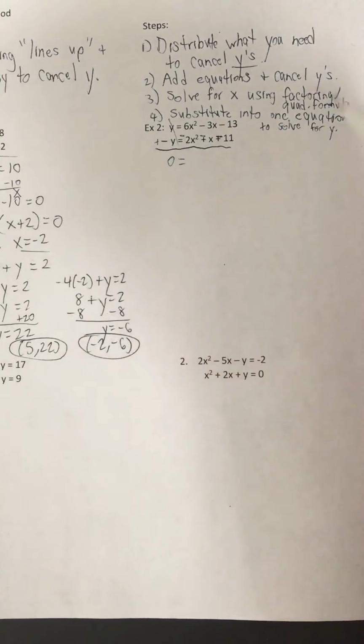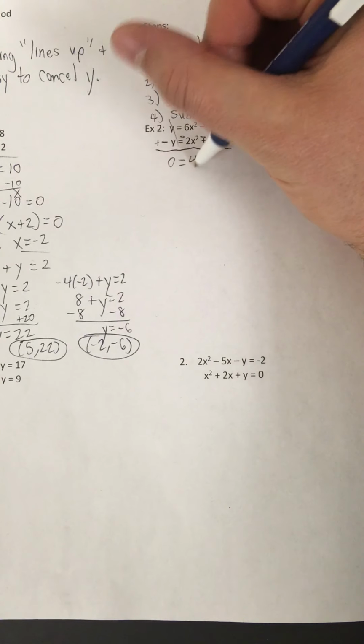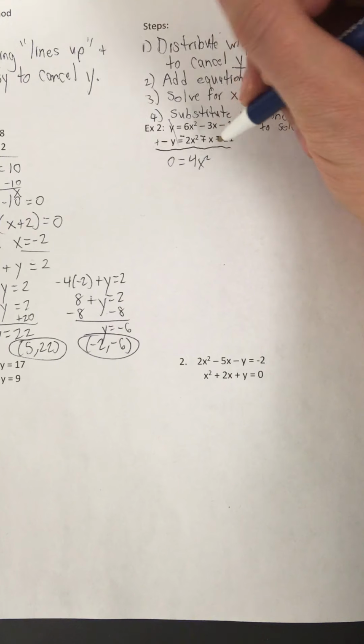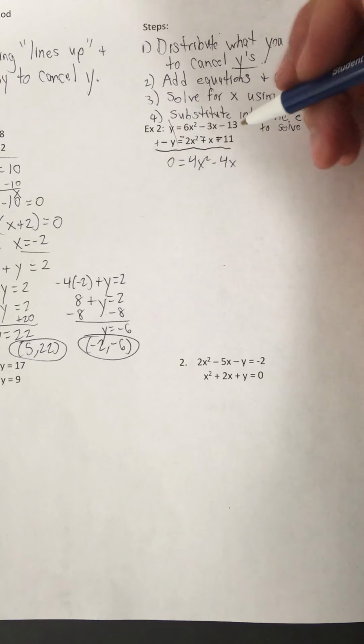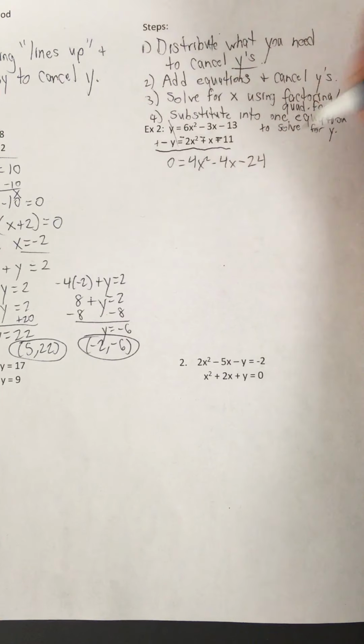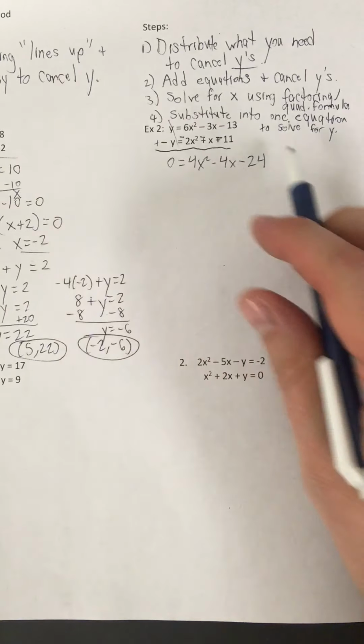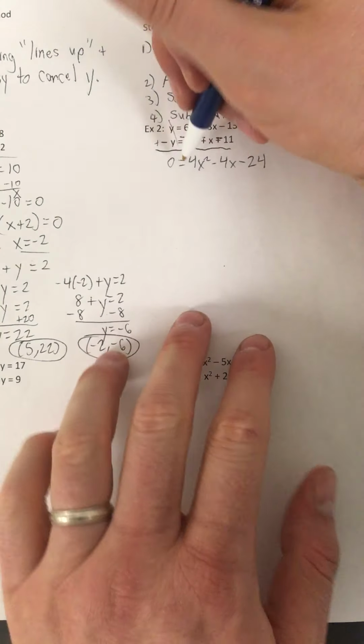All right, and then 6x squared minus 2x squared is going to be 4x squared. Negative 3x minus x is going to be minus 4x. And negative 13 minus 11 is going to be negative 24. Now, I want to try to factor this. Remember, before you split it up, what's the first thing you look for when you're factoring? Greatest common factor. I could divide out what out of this whole problem? 4. Let's just do that.